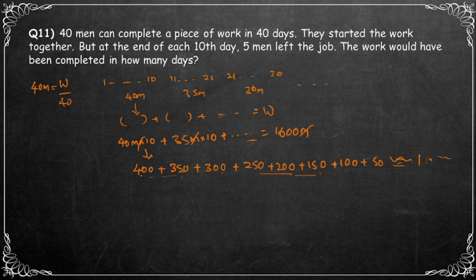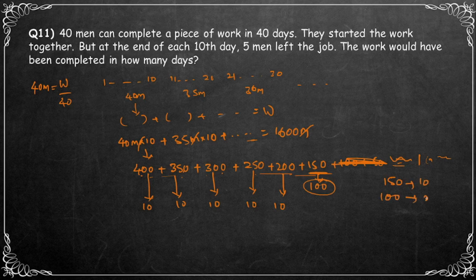So that means we don't need this. We need only 100 out of this. So for the first 400, it takes 10 days. For the next 350, it takes 10 days. This takes 10 days. This takes 10 days. This takes 10 days. But this will not take 10 days because we need only 100 out of 150. So 150 is done in 10 days. So 100 will be done in X number of days.